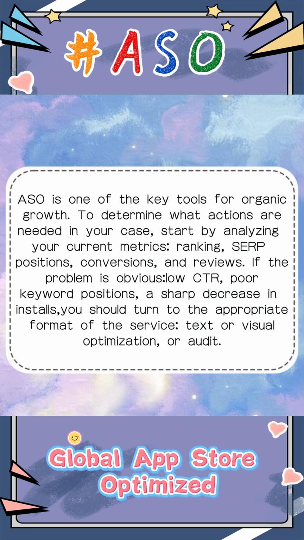ASO is one of the key tools for organic growth. To determine what actions are needed in your case, start by analyzing your current metrics: ranking, SERP positions, conversions, and reviews. If the problem is obvious, such as low CTR, poor keyword positions, or a sharp decrease in installs, you should turn to the appropriate format of the service: text or visual optimization, or an audit.